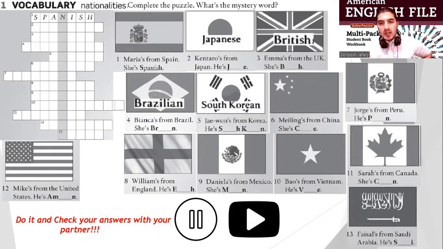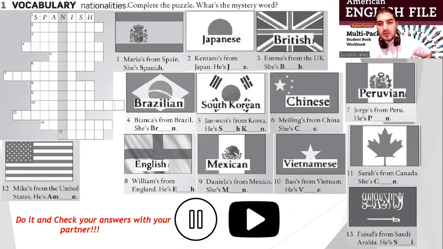My Ling's from China, so she's Chinese. Jorge is from Peru, so he's Peruvian. William's from England, so he's English. Daniela's from Mexico, so she's Mexican. Bo's from Vietnam, so he's Vietnamese. Sarah's from Canada, so she's Canadian. Number 12, Mike's from the United States, so he's American. And number 13, Faisal is from Saudi Arabia, so he's Saudi. Good, you did good.